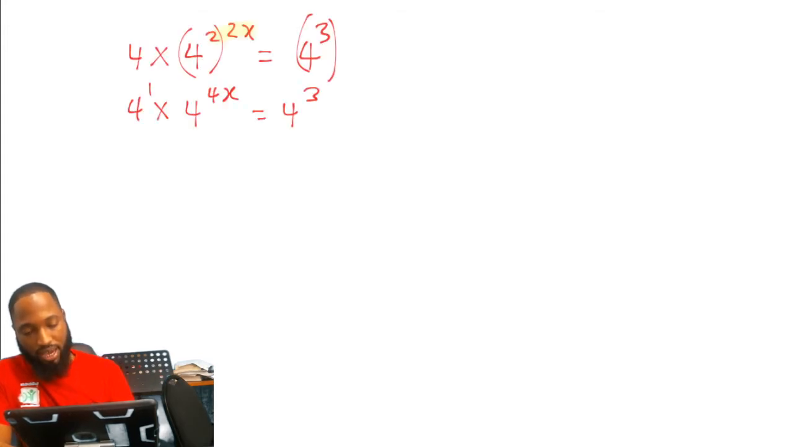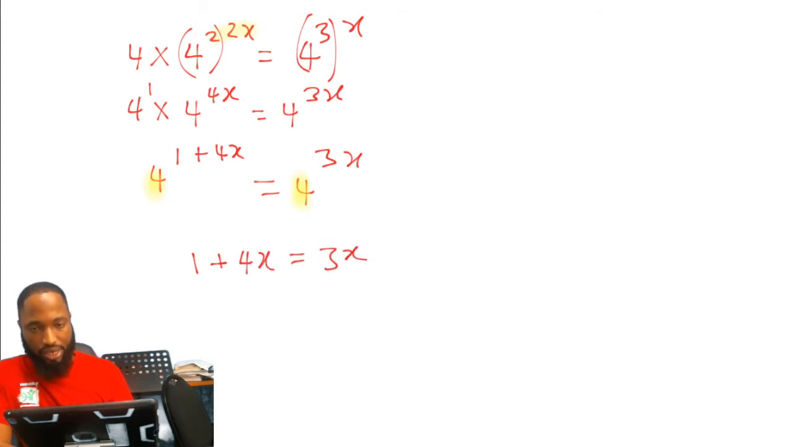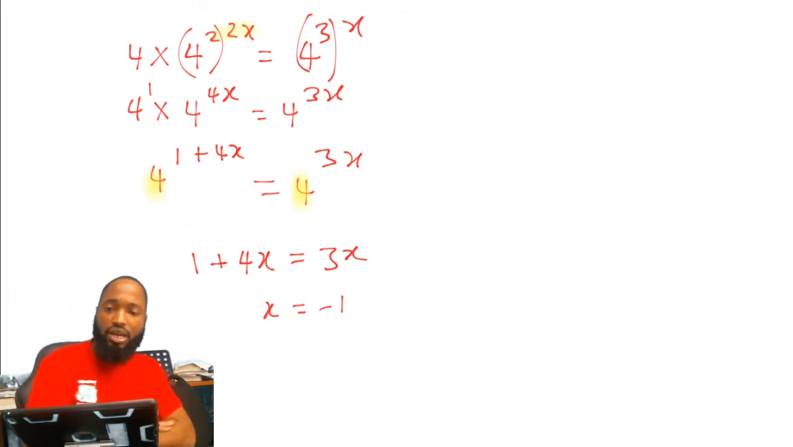Alright, so we're here, we're good. When you're multiplying, you add, so this is 1 plus 4x is equal to 4 to the power of 3x. There's an x there. Once you have the same base, you can just forget about the base and equate the two powers. So 1 plus 4x is equal to 3x. x is equal to negative 1. Bring across the 3x, bring across the 1, negative 1, ting, ting, ting.